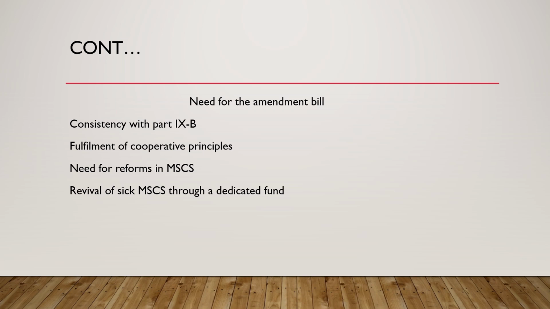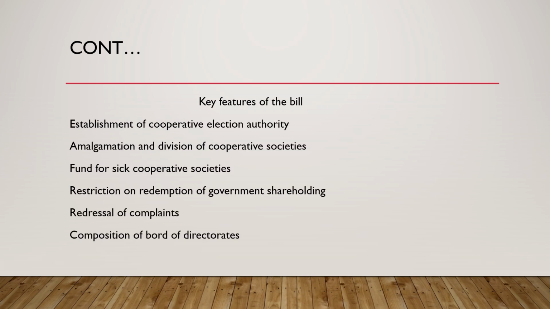Now let us see what are the key features of the amendment bill. Establishment of cooperative election authority. Presently, the elections to the board of a multi-state cooperative society are conducted by its existing board. But the bill specifies that the central government will establish the cooperative election authority to conduct elections to the board of multi-state cooperative societies.